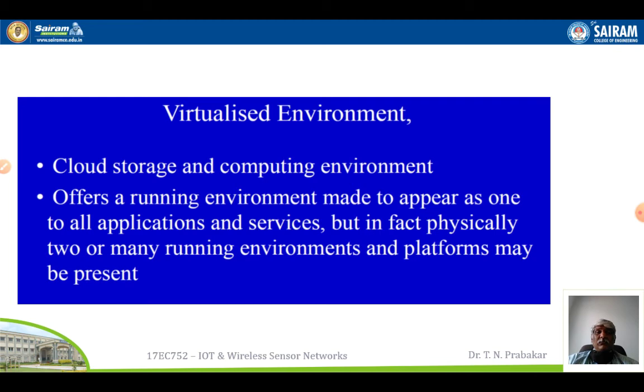What is a virtual environment? A cloud storage and computing environment is actually called a virtualized environment. It offers a running environment made to appear as one to all applications and services, but in fact physically two or many running environments and platforms may be present. This is what a virtualized environment is. We will assume that my data and the system is running at a single point, at a single system. But what happens in actuality is that the data as well as all my programs or APIs or functions are shared between many systems, and everything is running individually. That is actually called a virtualized environment.